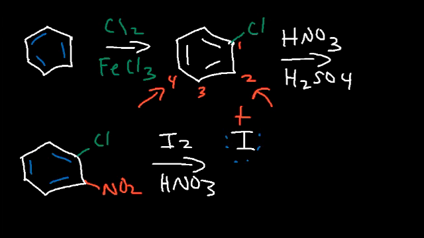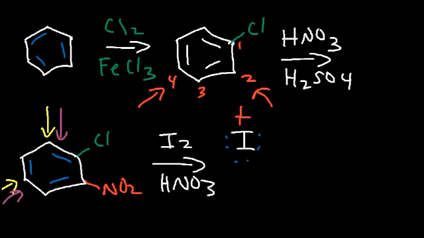Basically, the overall process for this reaction is that we're going to add the iodine to the ring. The question is, where is it going to go? Now, chlorine is an ortho-para director. It wants the iodine to go to the ortho position or the para position. NO2 is a meta director, so it wants it to go to the meta position. Both of these groups are pointing in the same direction.